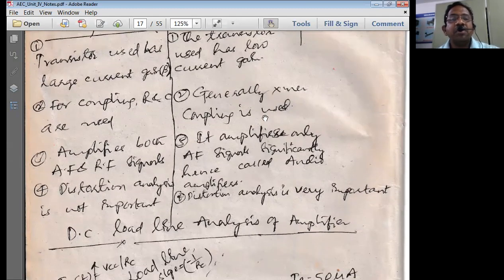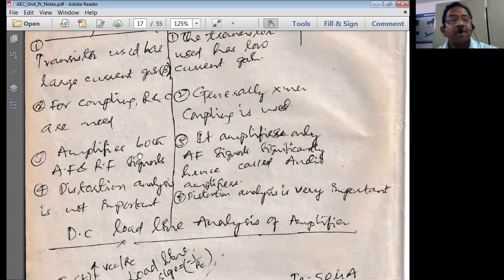The next important difference is the coupling. We prefer RC coupling in the case of voltage amplifier because we use an ordinary transistor there. When it comes to the power amplifier, we prefer transformer coupled amplifiers. So class A that is directly fed or series fed is not preferred in practical applications.